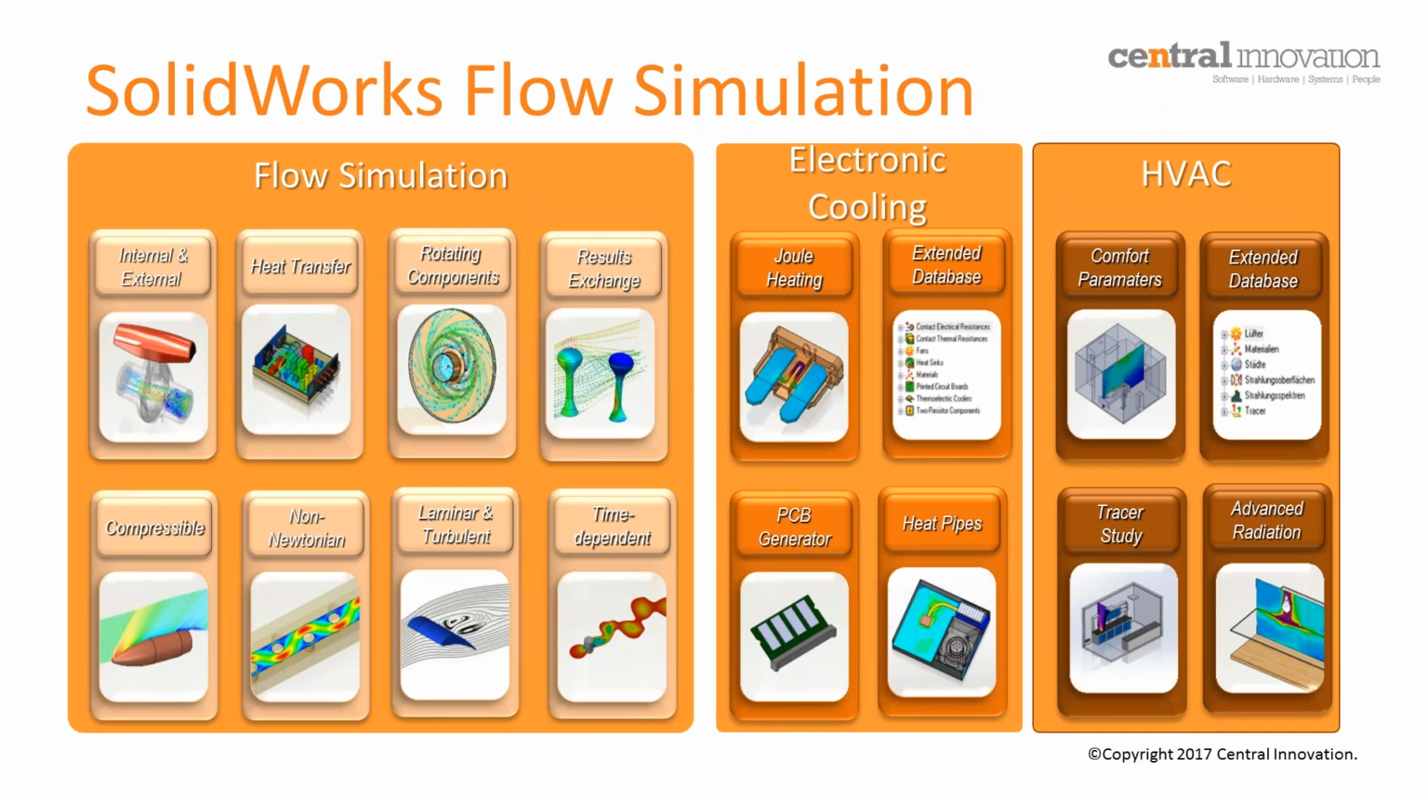On the next level, which is an upgrade or an add-in to your Flow Simulation, we have specific facilities for the electronic cooling module. One of the very important ones is the extended database, and this is what we are going to review today. Joule heating is supported, the PCB generator is there, and we also have facilities for heat pipes. These could be separated from the last add-in you can see, HVAC. Anybody in this category of design can understand the comfort parameters. Again, the engineering database is specialized for HVAC applications. Tracer studies and advanced radiation are something you can have here.